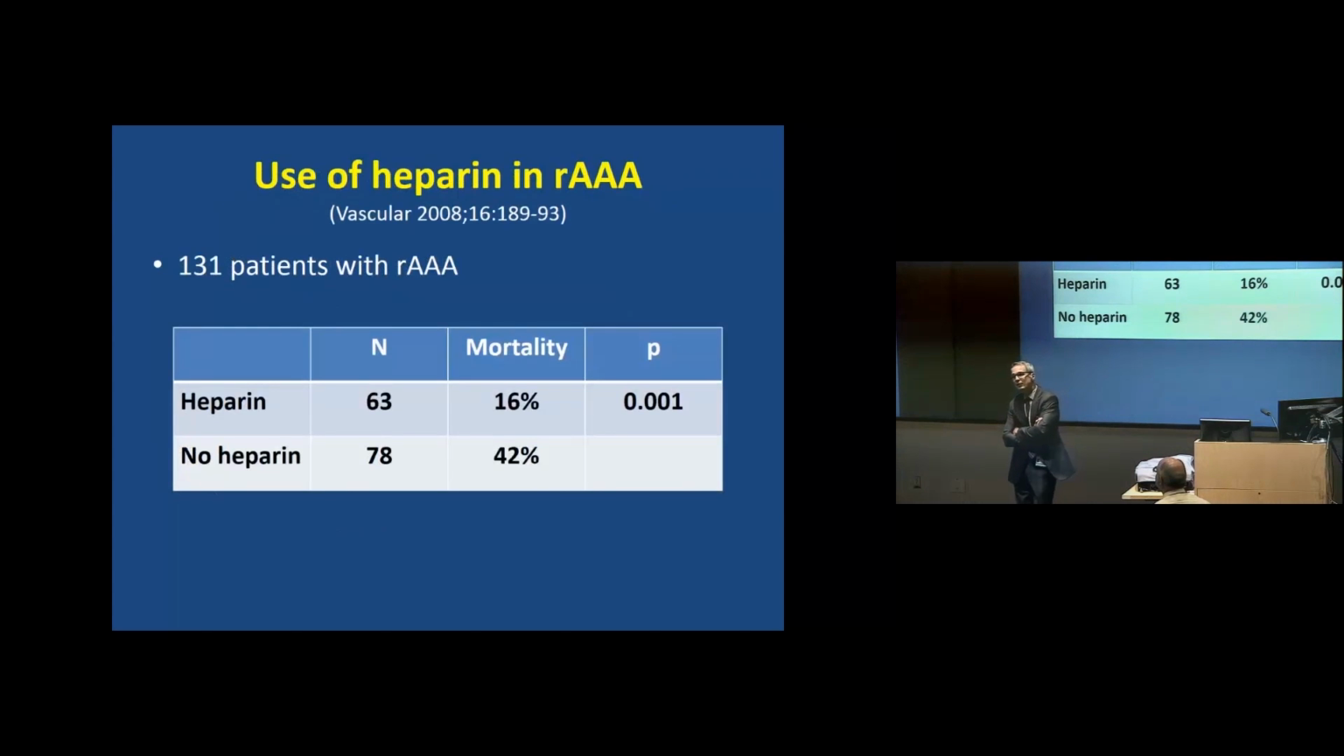Traditionally, when patients have an open ruptured aortic aneurysm repair, they do not get heparin out of concern that they're already going to be fibrinolytic and coagulopathic. It turns out, based on this study reported in 2008 of patients with ruptured aortic aneurysm, these are open repairs, that actually the use of heparin decreased mortality versus use of no heparin. I found this interesting. Actually, this has changed my practice.